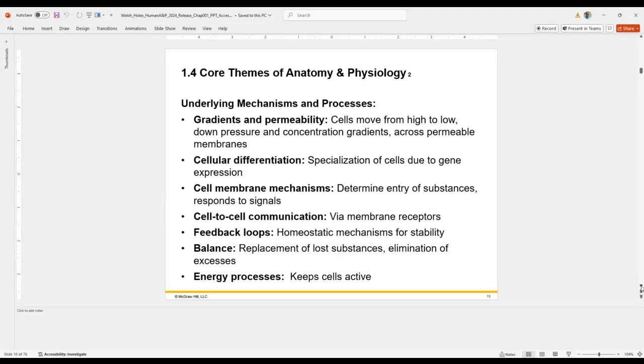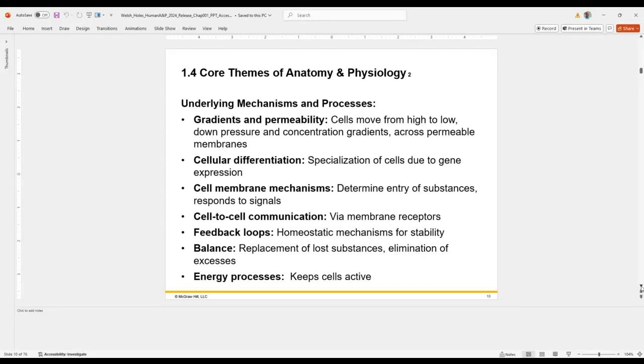Okay, there's some underlying mechanisms and processes we'll talk about, like gradients and permeability. So cells move basically from high to low concentrations, or down pressure gradients, or down concentration gradients, or across permeable membranes. In this case, we're talking about chemicals moving across it. So that it's just kind of a very common scientific principle. We'll talk more and more about things like diffusion.